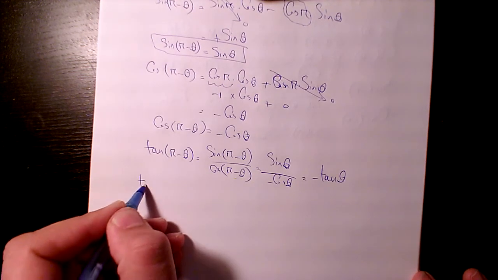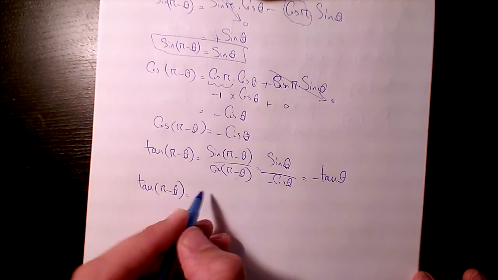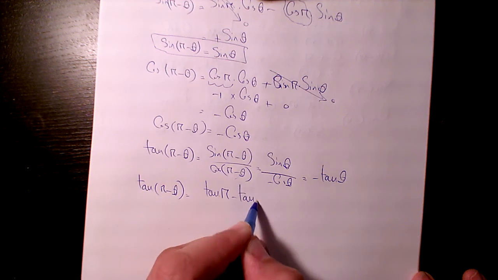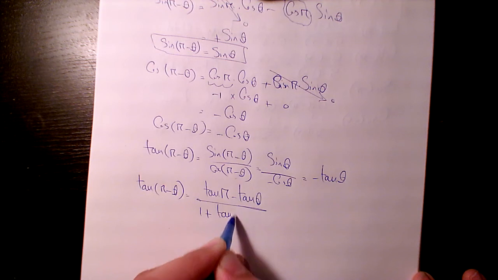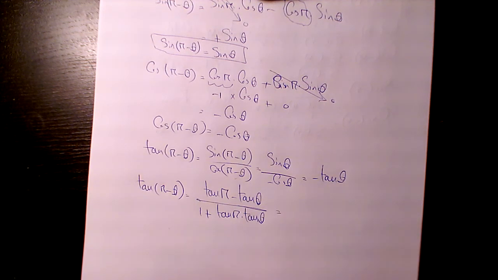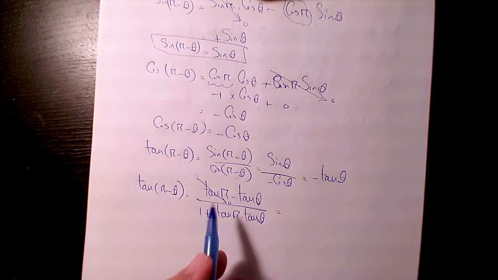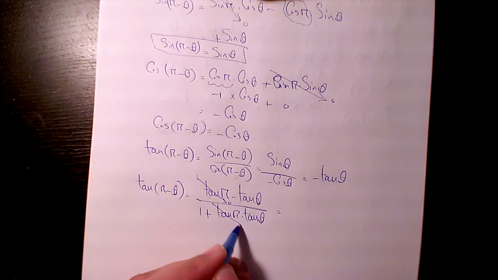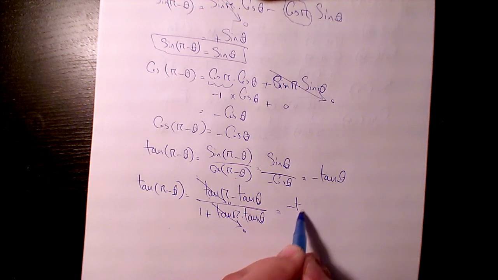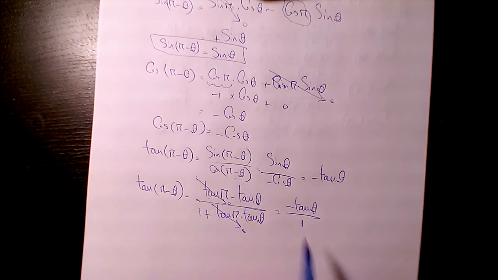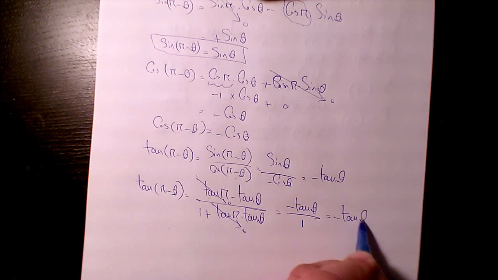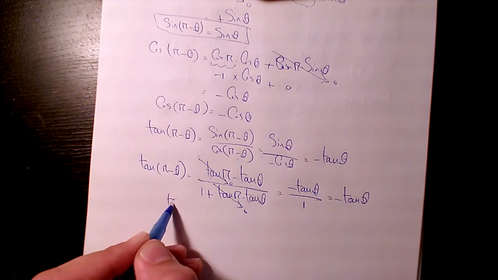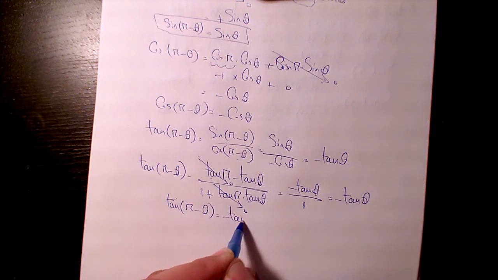There is another way to do that. I can say tan pi minus theta will be equal to tan pi minus tan theta divided by 1 plus tan pi times tan theta. So as you know, tan pi is 0 because sine pi is 0, and we have the same thing here. So that's going to simplify our calculation to negative tan theta over 1. So that's going to be equal to negative tan theta. So we can say tan pi minus theta will be equal to negative tan theta.